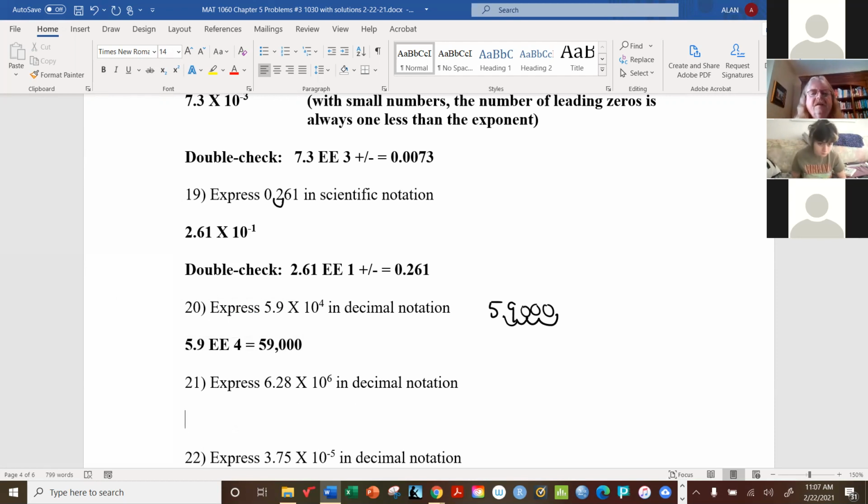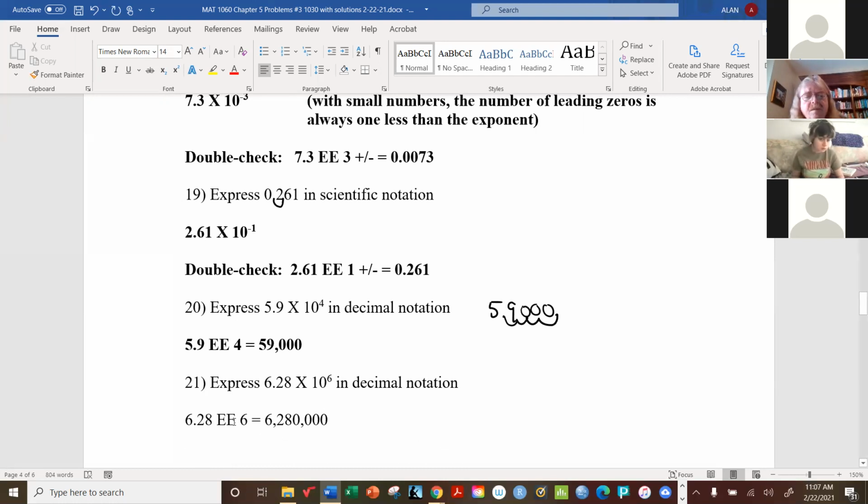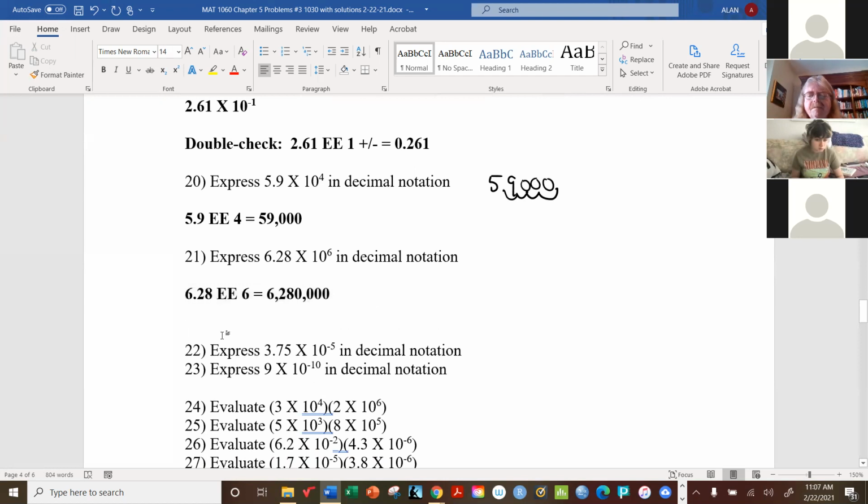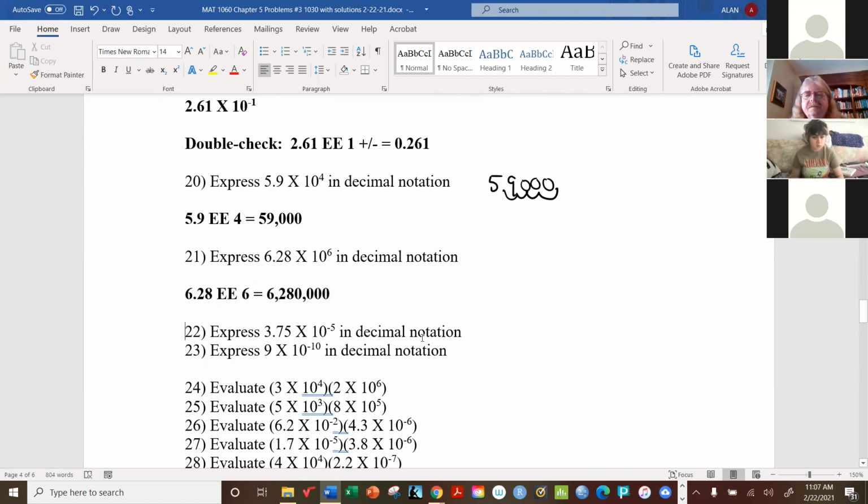So here we're going to have 6.28 EE6 equals. All right, so if you go to your calculator, 6.28 EE6, 6,280,000, which should not be a surprise because 10 to the 6th is a million. And so this must be some value in the millions.